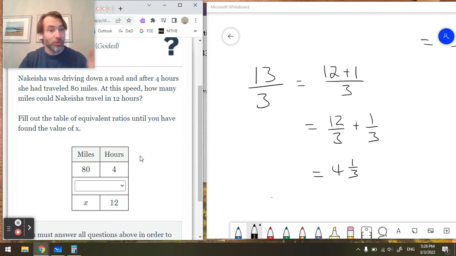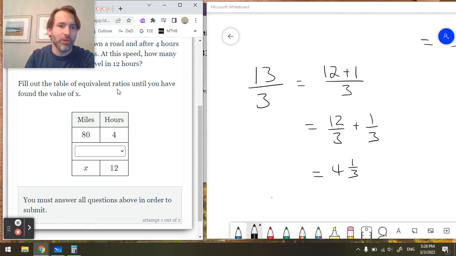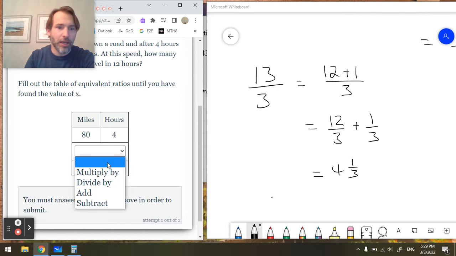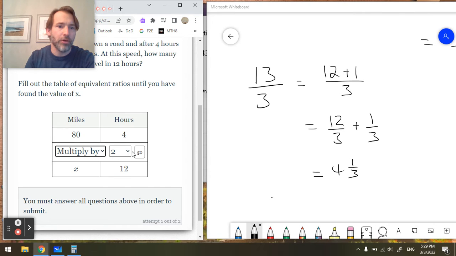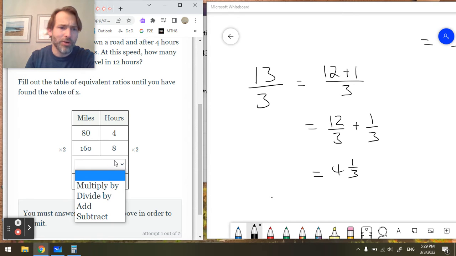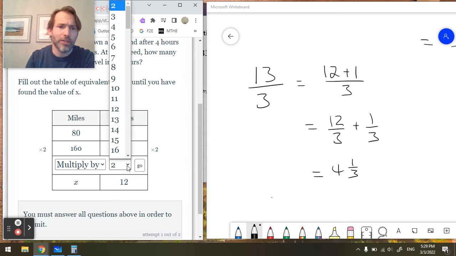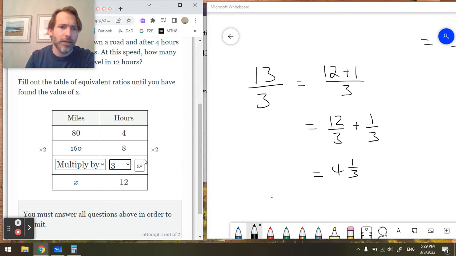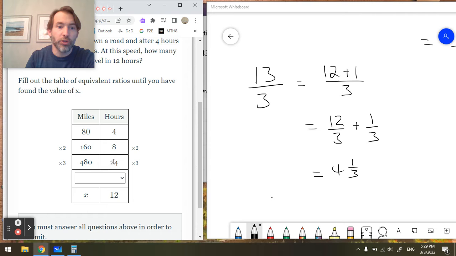Now let's see how we can use this tool that they give us to find that. Fill out the table of equivalent ratios until you've found the value of x. So let's multiply by, I don't know, 2. Let's try 2. We multiply by 2. I thought we could get the right number of hours, but it turns out that if she travels for twice as long, she'll go twice as far. Let's try multiplying by 3. There we go. If she traveled for 24 hours, a full day, she'd go 480 miles.